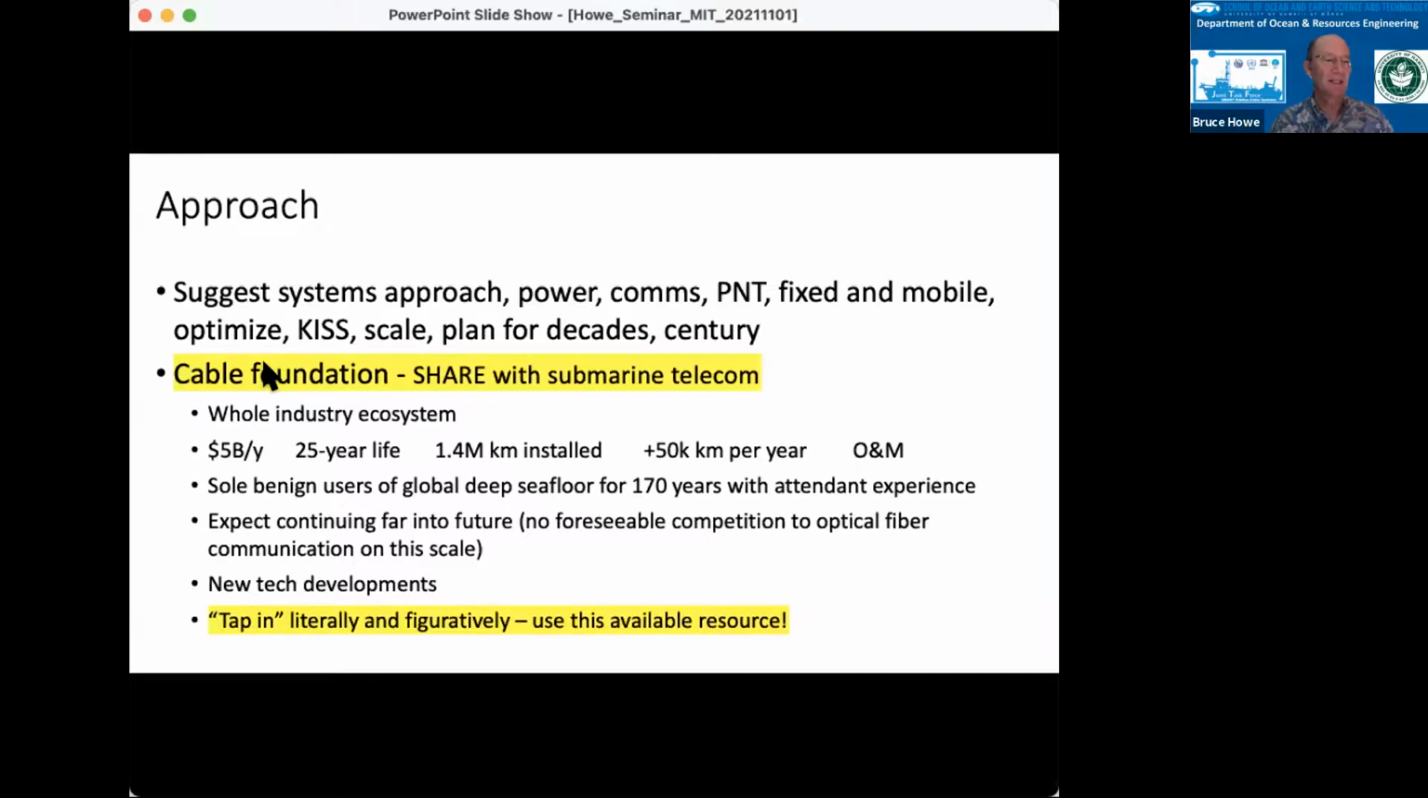And again, here, sharing, having cables as a foundation element of this, and taking advantage of this $5 billion a year industry with so much experience is something we all should be considering. And really, the cable industry has been the sole benign user of the deep sea floor for the last 170 years.